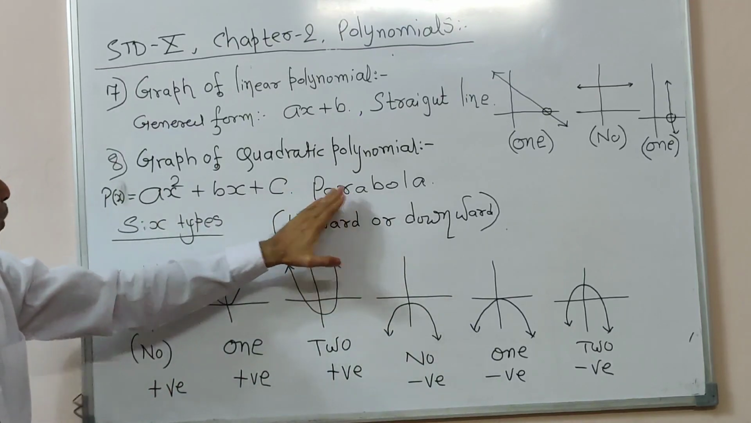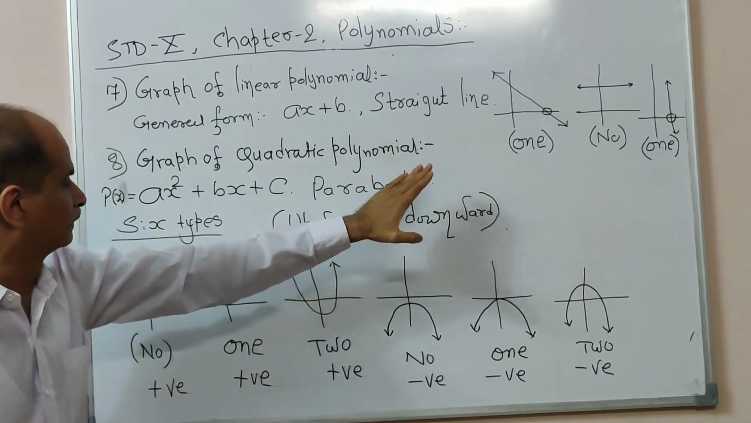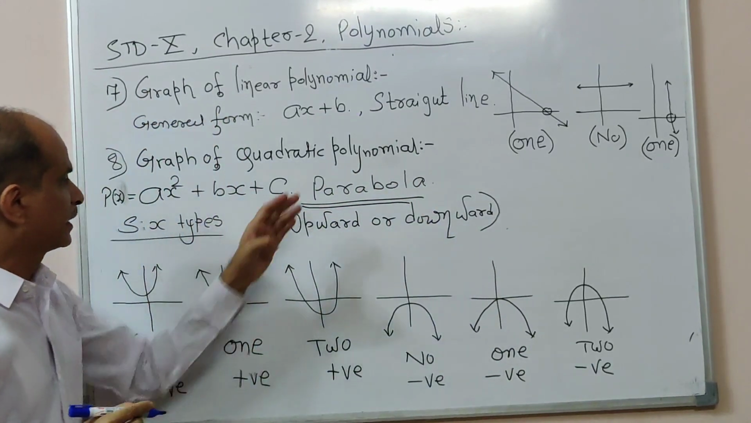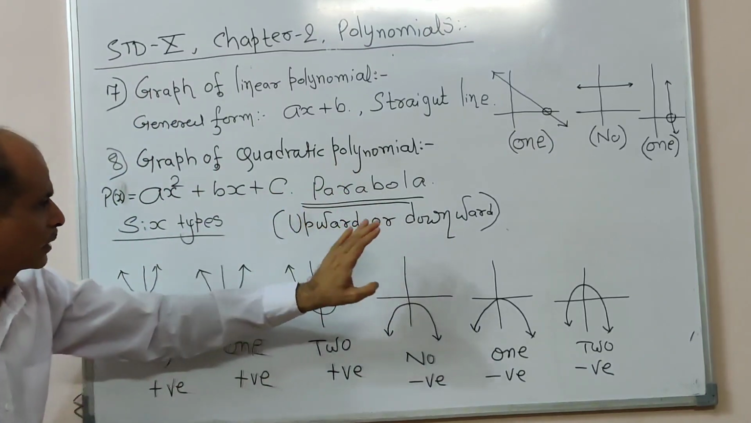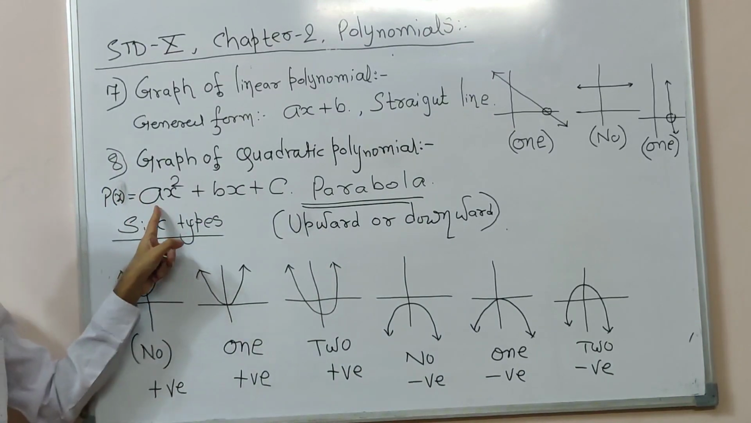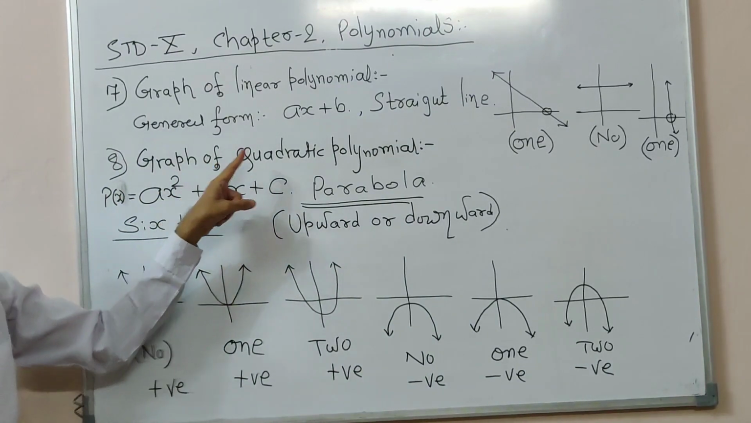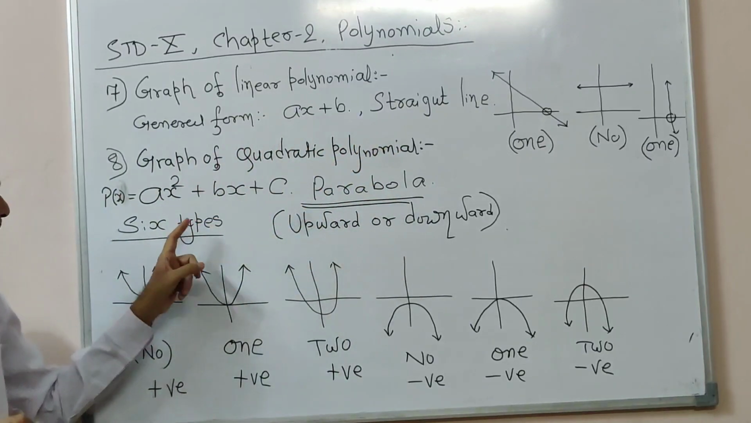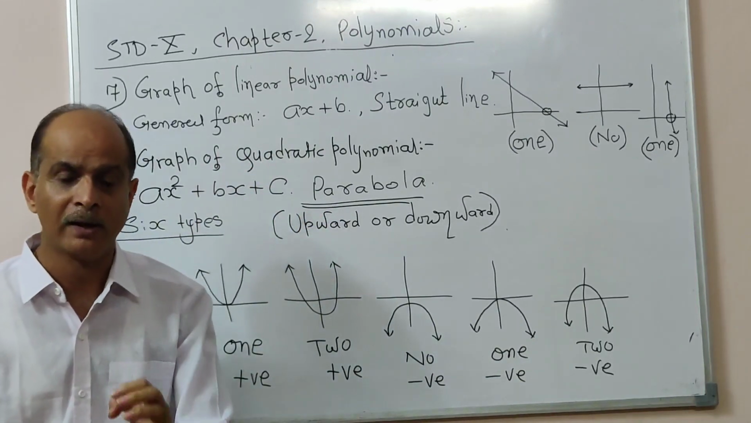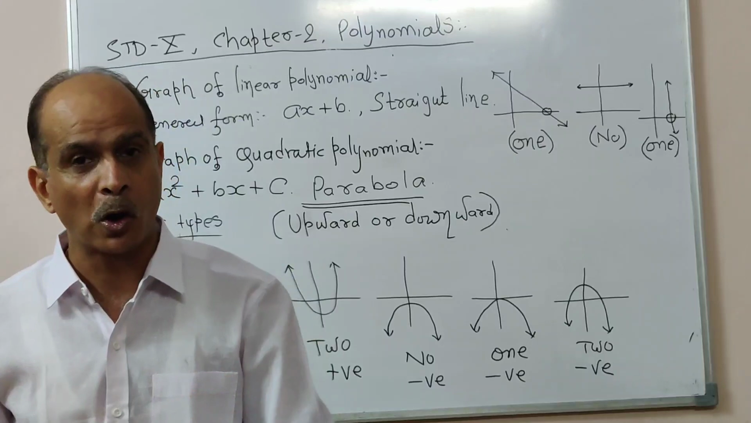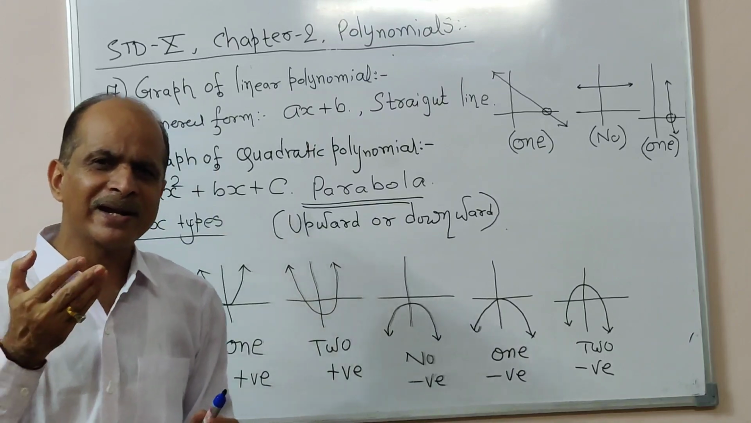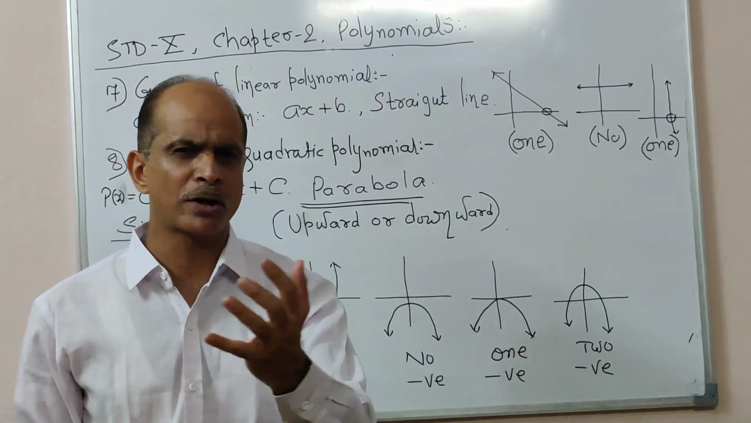If we draw the graph of this quadratic polynomial, you will get a parabola. It is either an upward parabola or sometimes you get a downward parabola. Again, ax square plus bx plus c is the general form of a quadratic polynomial. As the degree is 2, if you draw the graph of this polynomial, you get a parabola. It is either an upward parabola or a downward parabola.